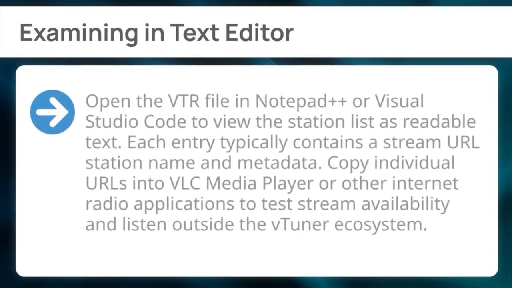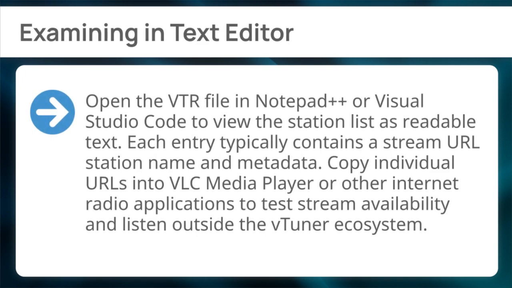Next, examining in text editor. Open the VTR file in Notepad++ or Visual Studio Code to view the station list as readable text. Each entry typically contains a stream URL, station name, and metadata. Copy individual URLs into VLC Media Player or other internet radio applications to test stream availability and listen outside the vTuner ecosystem.